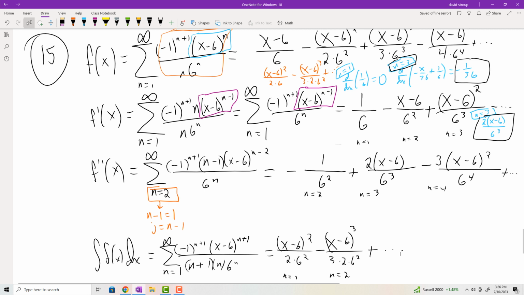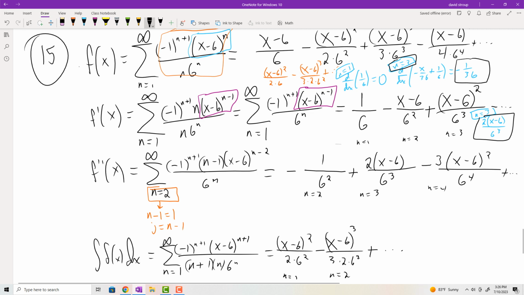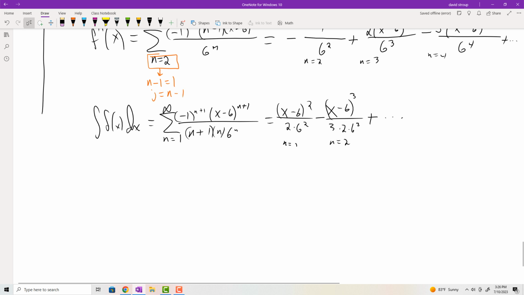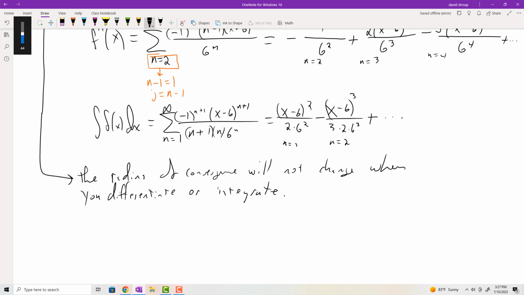For us, what we need to do is figure out the intervals of convergence for these characters. So there's some goodness involved. You're not going to have to do four different ratio tests. So the deal will be the radius of convergence will not change when you differentiate or integrate. Okay, that's great.